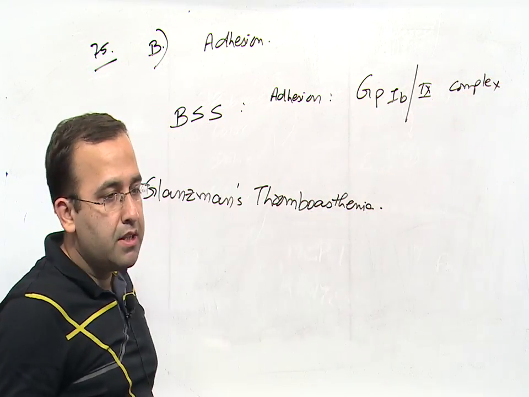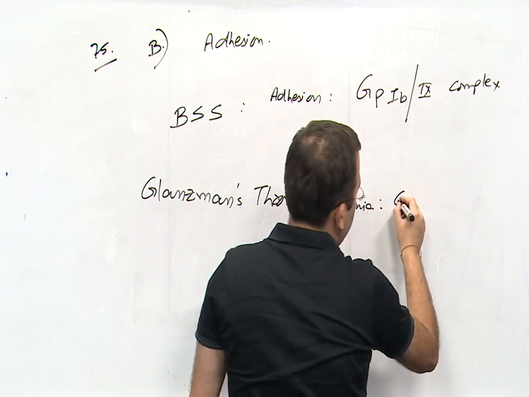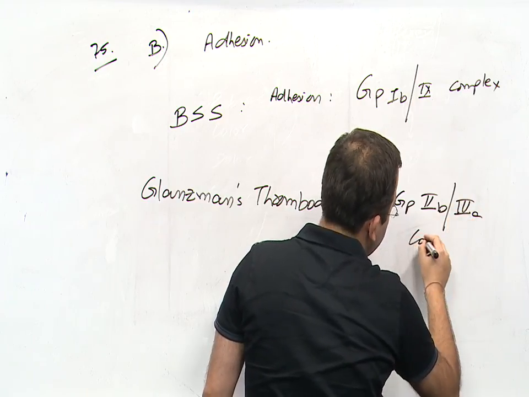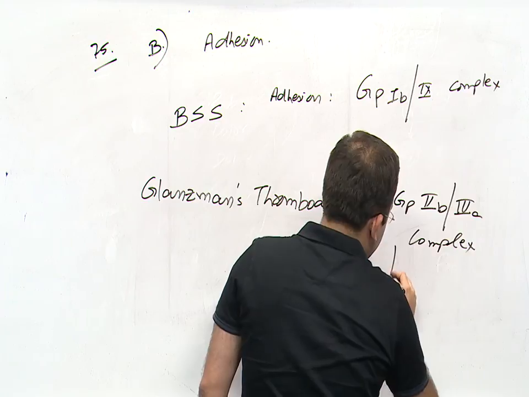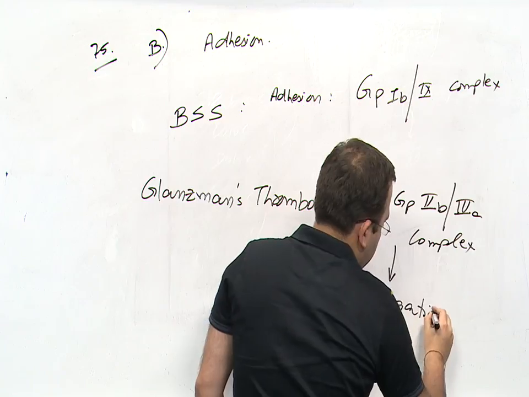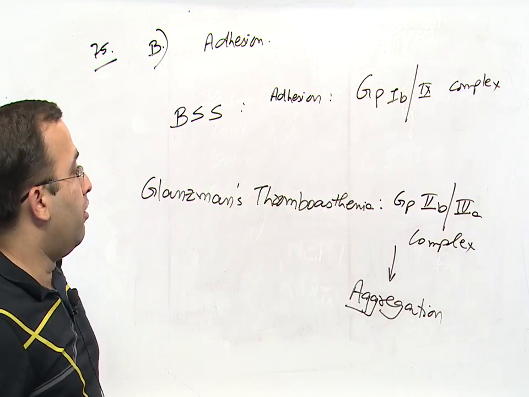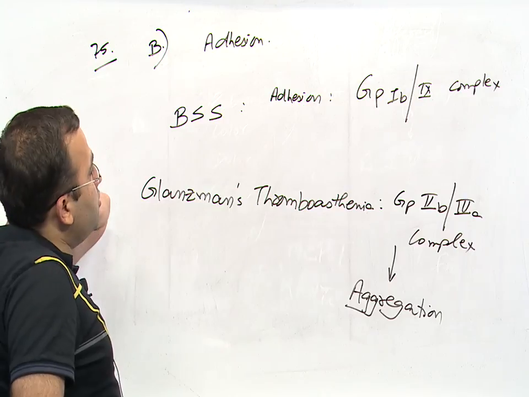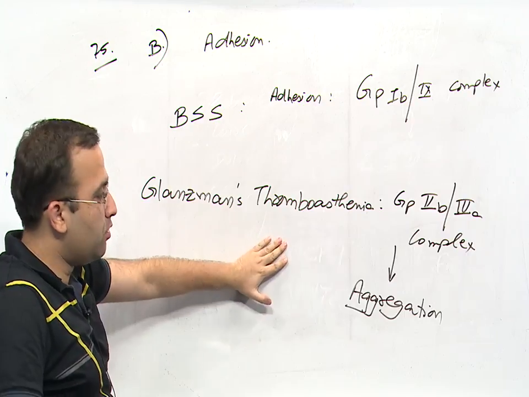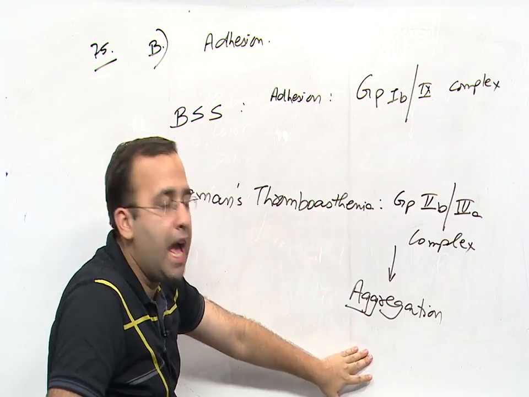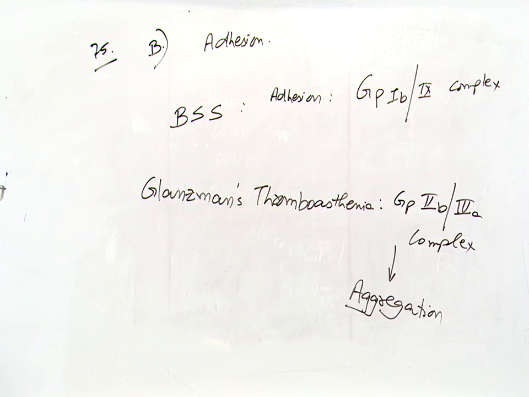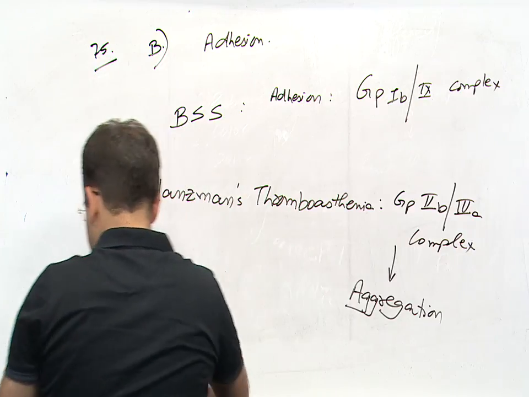whereas Glanzmann's thrombasthenia is a defect in the GP2B3A complex, which is responsible for platelet aggregation. So Bernard-Soulier syndrome is a defect in adhesion, whereas Glanzmann's thrombasthenia is a defect in aggregation. GP1B-9 complex, GP2B3A complex. Done. Next.